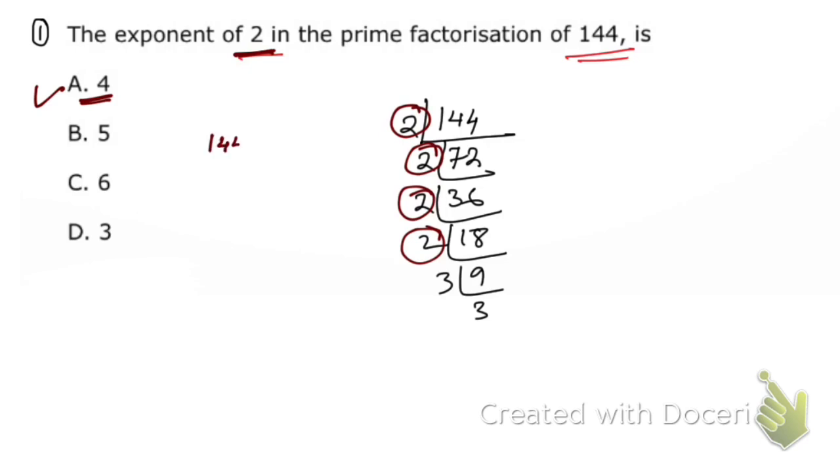That means we can write 144 is equal to 2 to the power 4 into 3 into 3, that is 3 square. So the exponent of 2 is 4. That is the answer, right? Hope you have understood this. Now let's move on to the next question.